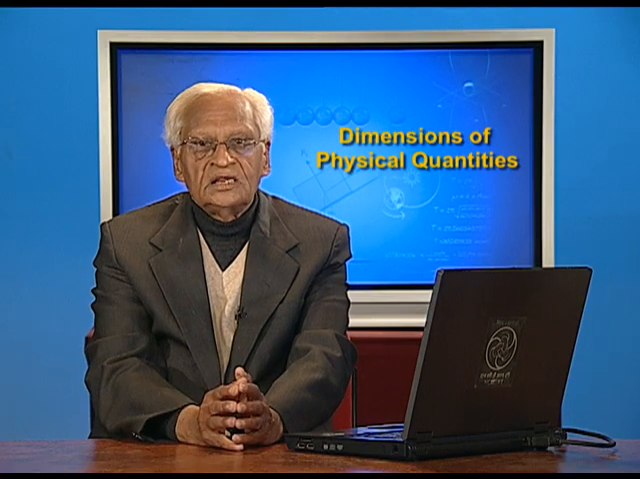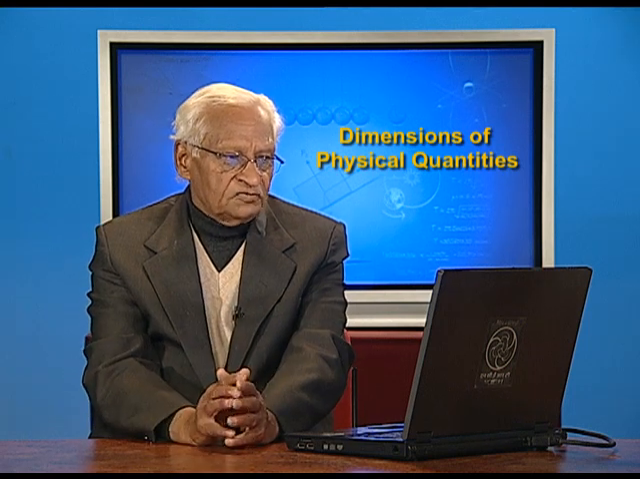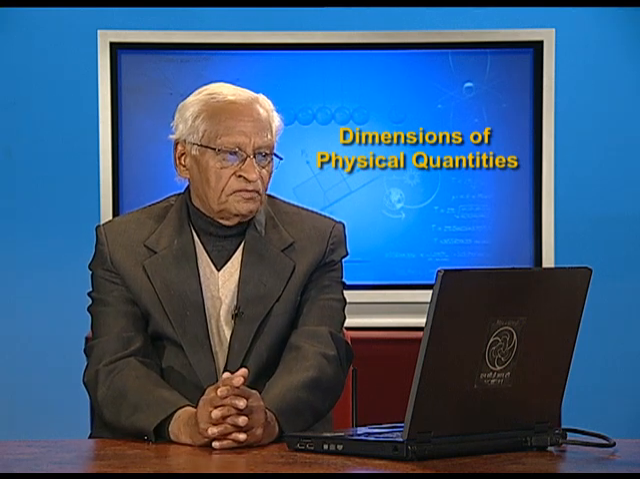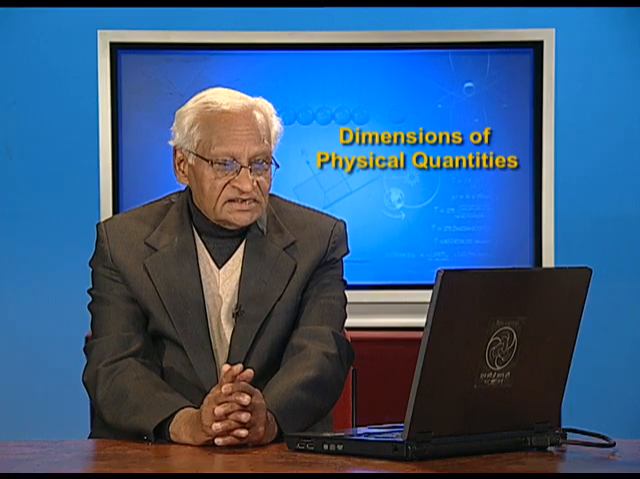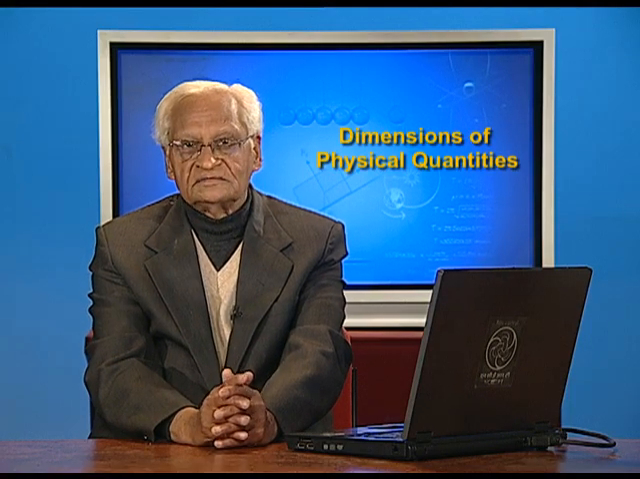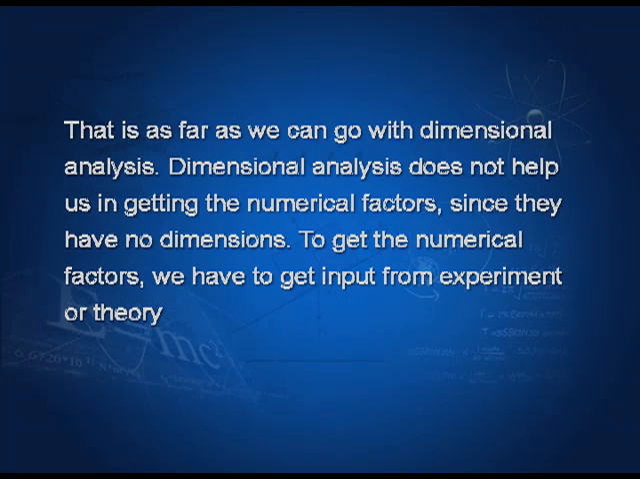Now, we compare the powers on the two sides of the equation and we get easily that n must be equal to 1 and m must be equal to 2. So, we have s proportional to a t square. This is important. This is as far as we can go with dimensional analysis. Dimensional analysis does not help us in getting the numerical factors, since they have no dimensions. To get the numerical factors, we must get input either from experiment or from theory.